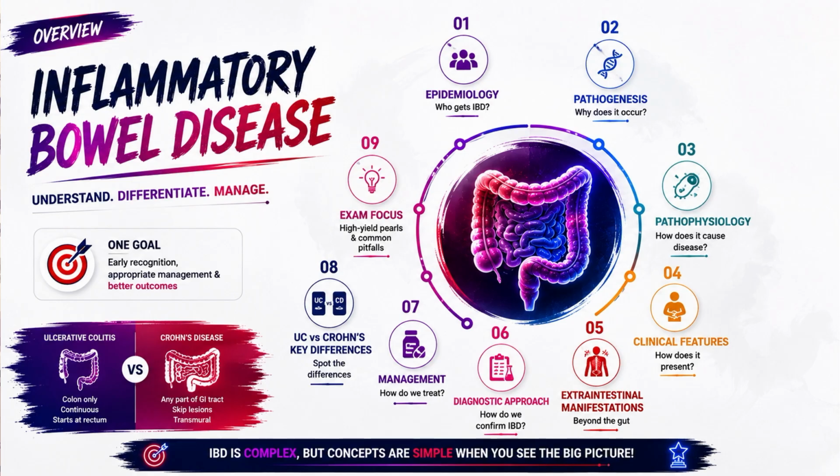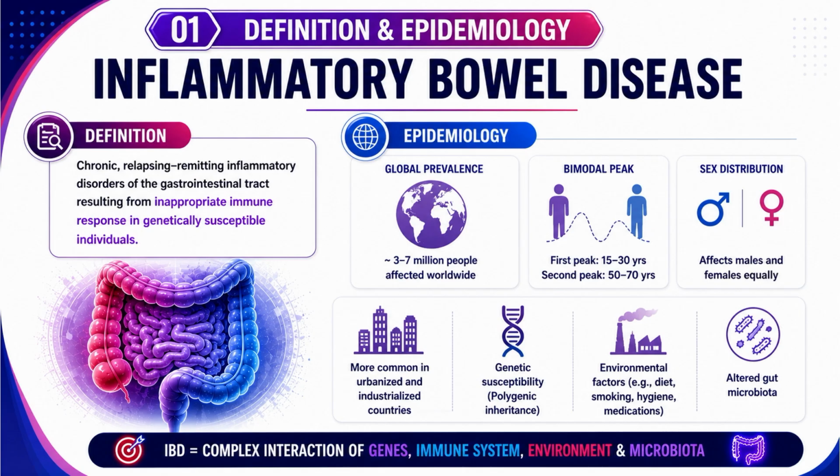Let's begin. IBD mainly includes ulcerative colitis and Crohn's disease. Both are chronic inflammatory diseases of the GI tract, but they differ in location, pattern, depth of inflammation, complication, and management. Let's start with the definition of inflammatory bowel disease. IBD refers to chronic, relapsing, remitting inflammatory disorders of the GI tract resulting from an inappropriate immune response in genetically susceptible individuals. In simple words, the immune system reacts abnormally against the intestine and causes long term inflammation.